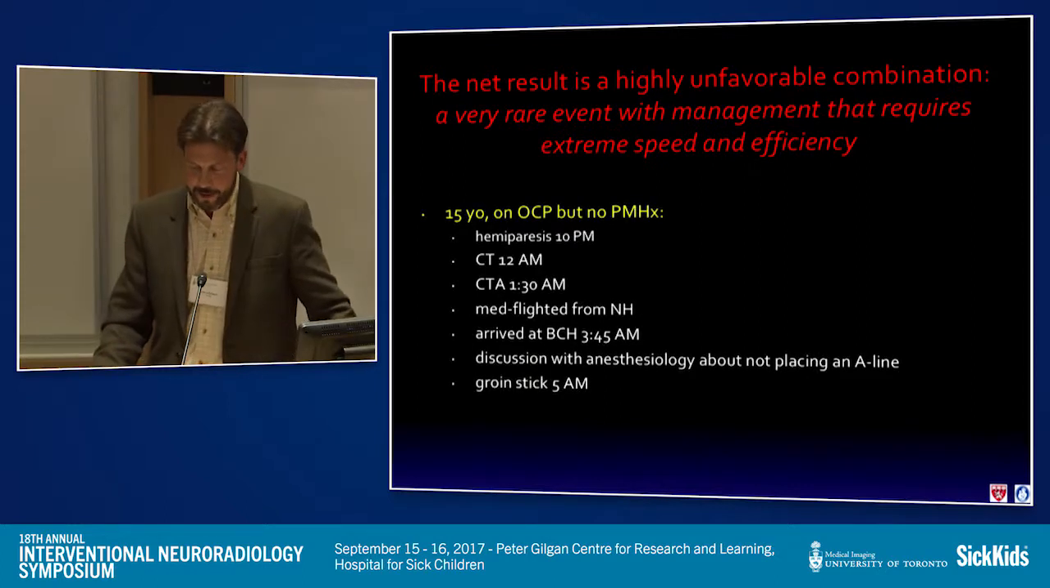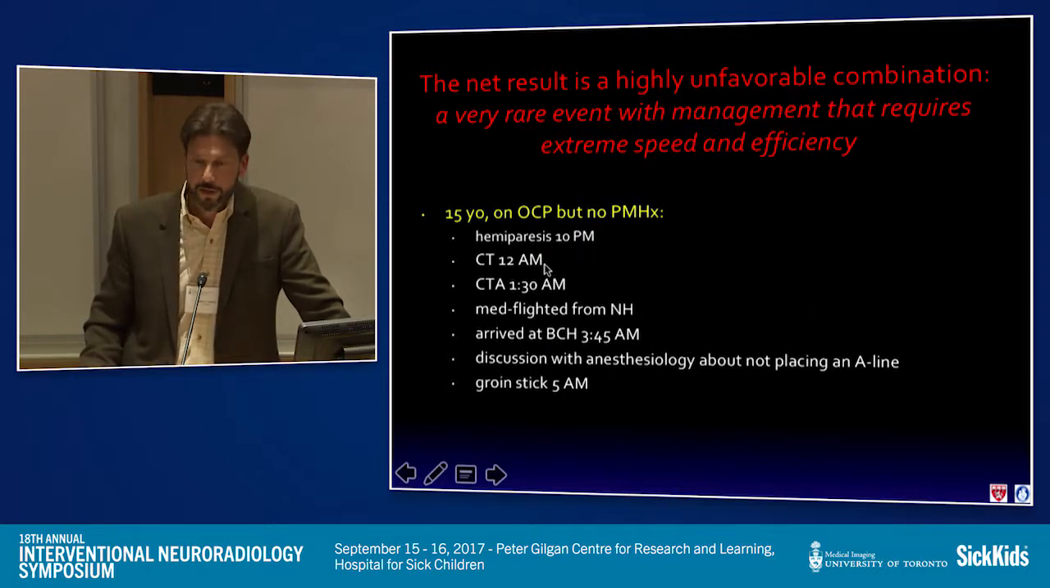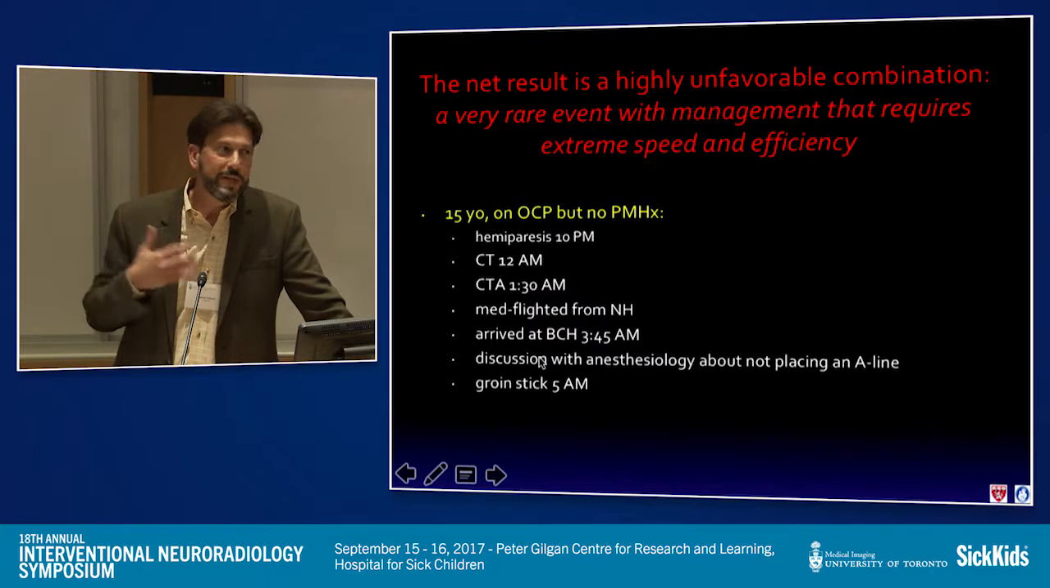And if you look at our most recent case, I think it really highlights this. So this was a 15-year-old who was on contraceptive, but really no past medical history, became hemiparetic at 10 p.m., had an outside CT at midnight. Finally, someone thought to do a CTA at 1:30 a.m. and was found to have an MCA occlusion, an M1 occlusion, was then med-flighted from New Hampshire, and arrived to us at 3:45 a.m.